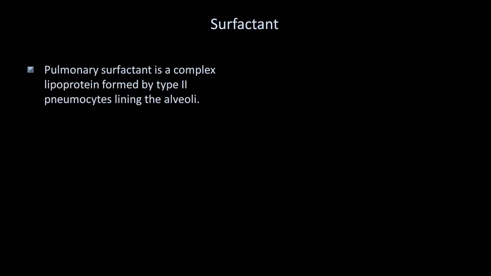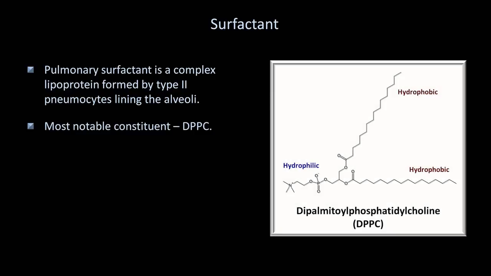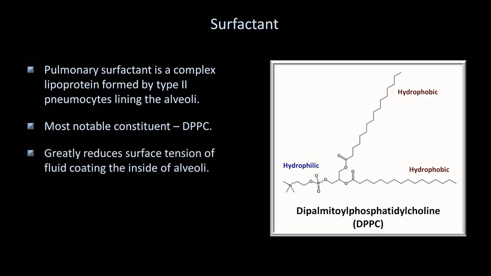Let me return to the lungs to talk about pulmonary surfactant, which is a complex lipoprotein formed by cells called type 2 pneumocytes, which line the alveoli. The most notable constituent of surfactant is called DPPC, or more formally, dipalmitoyl phosphatidylcholine. This compound greatly reduces surface tension of the fluid coating the inside of the alveoli.